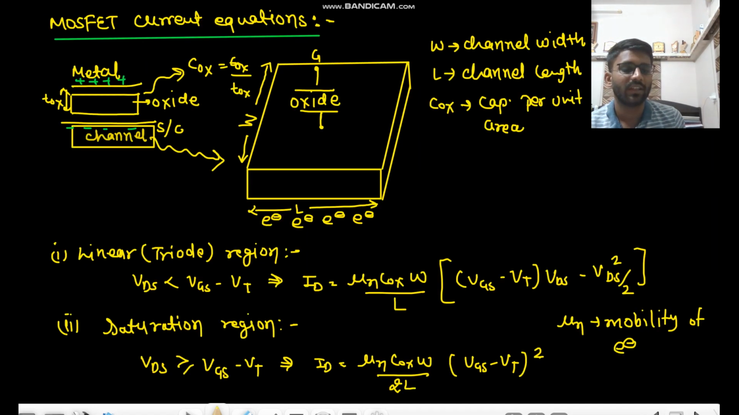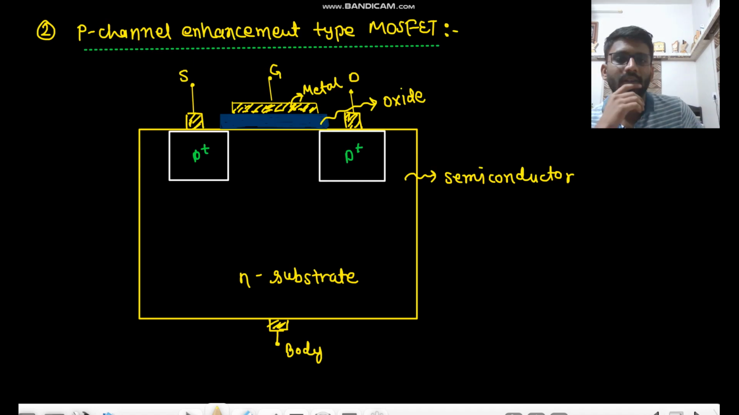Now we will see the P channel enhancement type MOSFET. The analysis will be the same, so it will be covered in one video only. After that we will see a few more concepts and the MOS physics will be clear to you. Okay. Thank you.